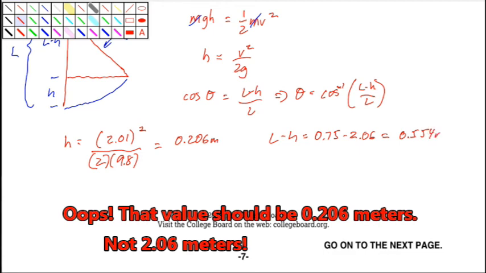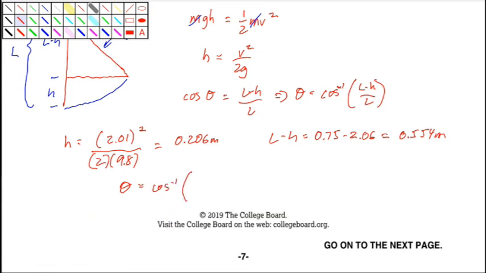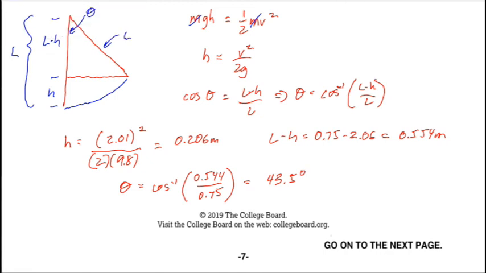0.544 meters. And finally, we can find our theta, which is going to be cosine inverse of 0.544. And once again, significant figures, we've kind of played fast and loose with those here. Divided by 0.75, and that's going to be equal to 43.5 degrees. And I believe that's the end of problem 2.